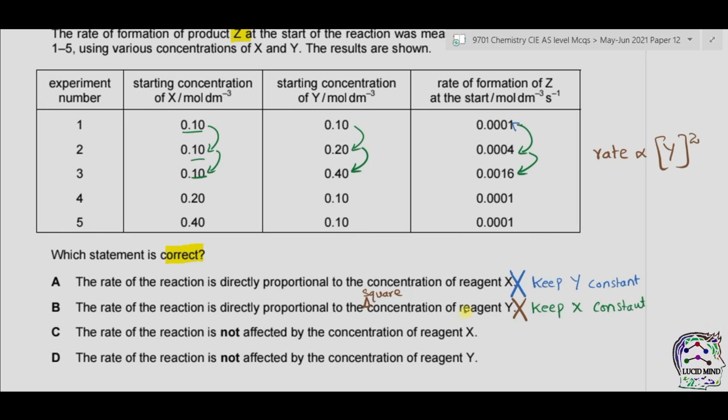Again this is incorrect. Part C, the rate of the reaction is not affected by the concentration of reagent X. We have already studied that twice, and by increasing the concentration of X, the rate of reaction does not increase. As you can see in this one, Y is constant, only X is increasing and the rate is the same. So this is a true statement. In the last part, the rate of reaction is not affected by the concentration of reagent Y. This is untrue because by doubling the concentration of Y, the rate becomes fourfold. The correct answer is therefore C.